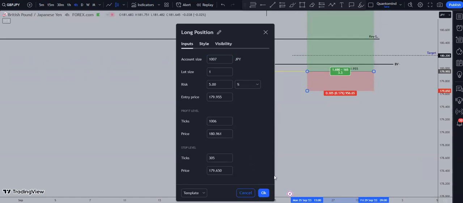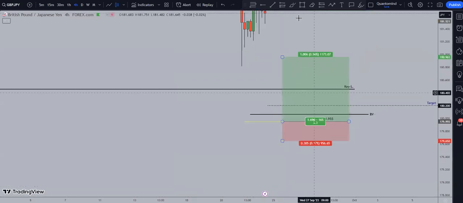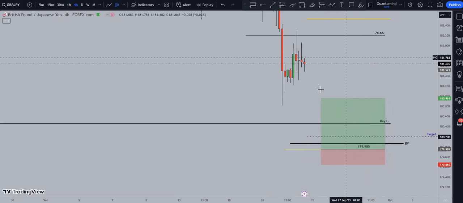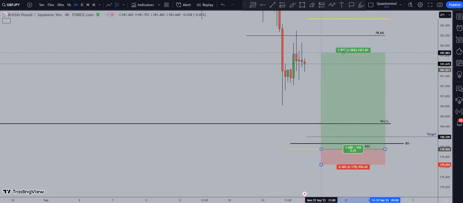30 pips stop loss. And I'm going to get a huge reward out of this one, for sure. That's if it goes down. So 1 to 10.